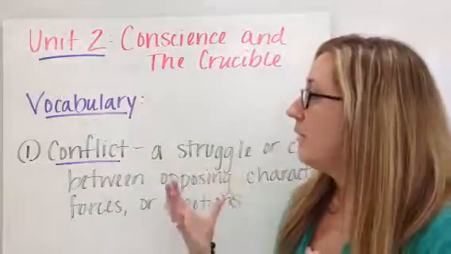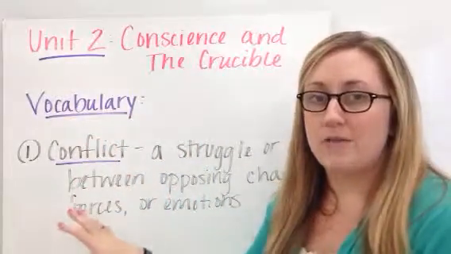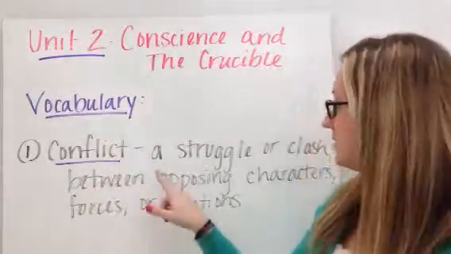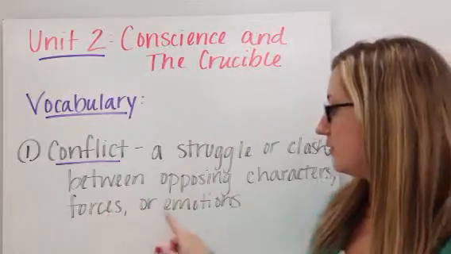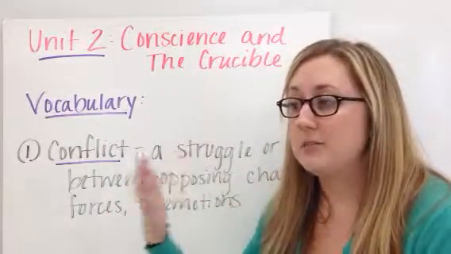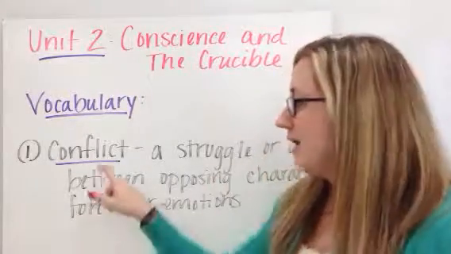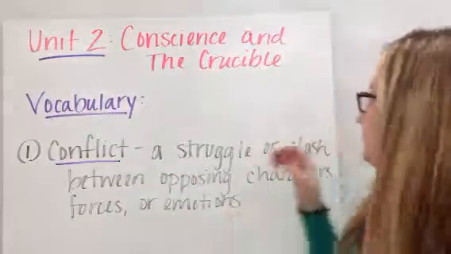Okay, before we can do those things, there are some unit vocabulary words that we need to make sure we have a grasp on, okay? The first one is conflict. A conflict is a struggle or clash between opposing characters, forces, or emotions. You know for any good story that there has to be a good and evil, or a right and wrong. That is the conflict. We have to figure out who is at conflict in The Crucible.